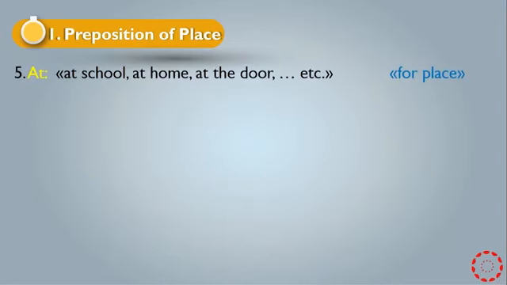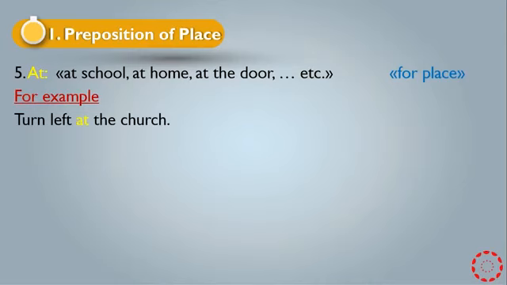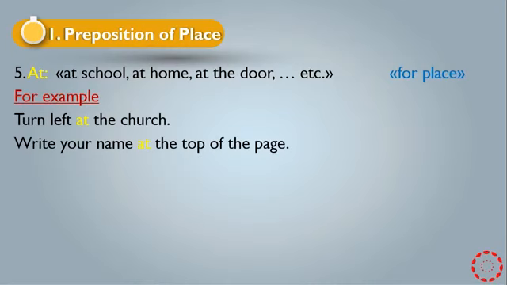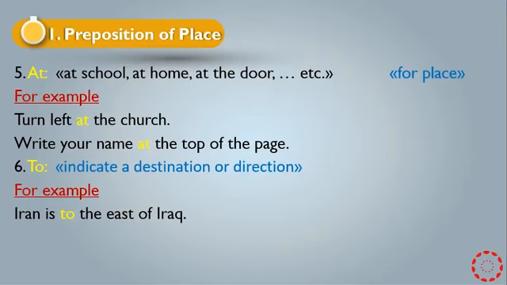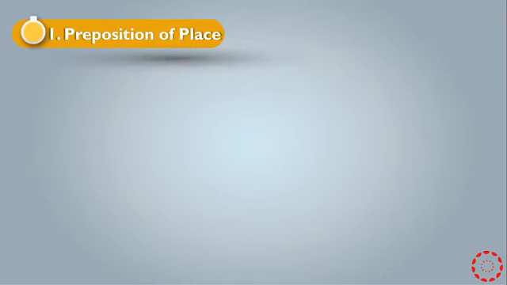The fifth one we have is at. It is used for places, for example, at school, at home, at the door, etc. For example, children left at the church. Write your name at the top of the page. As you see, the church or the top of the page refers to a place. That's why we use at. To indicates a destination or a direction. For example, Iran is to the east of Iraq. She went to the library. Okay, so this is called about place or destination.